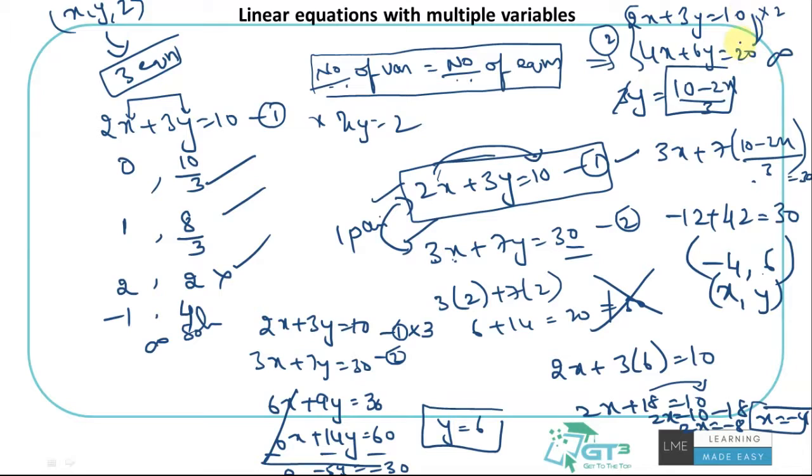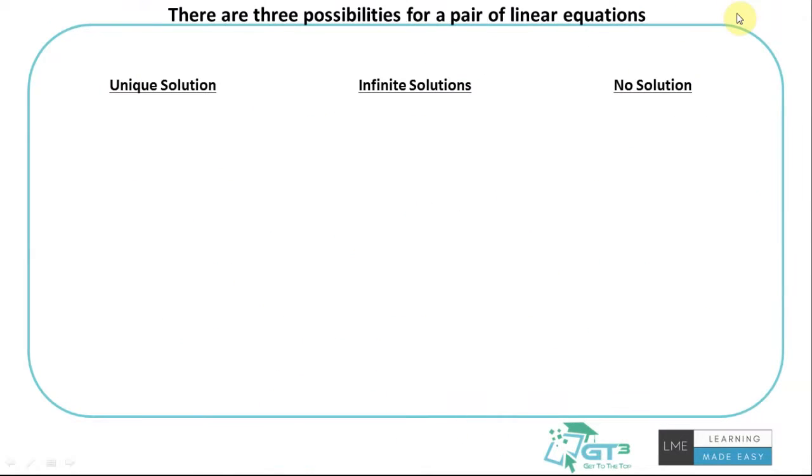Sometimes I can also have contradicting equations which would give me no solutions, even though I have two equations. So when would that be? Let me get to this.